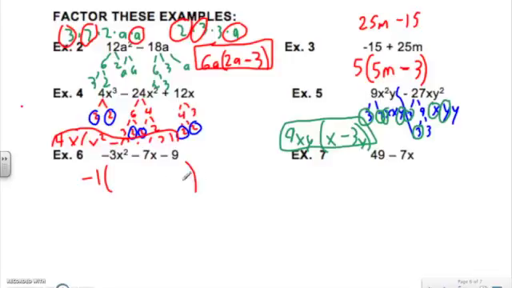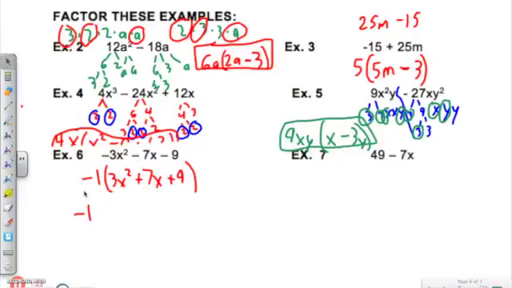Now, taking a -1 means we're going to divide everything by -1. And remember, dividing everything by -1 is going to do nothing but change the sign. So my -3x squared is going to become a positive 3x squared. My -7x will become a positive 7x. And my -9 will become a positive 9. Now, when I break this down, I still want to look to see if I have any other greatest common factors. So I'm just going to stick that -1 out to the front so I don't forget about it. I'm actually going to move it down just a little bit so I have some room to do some work.